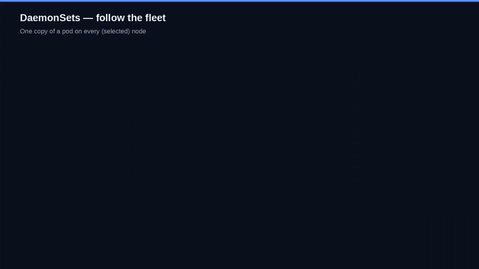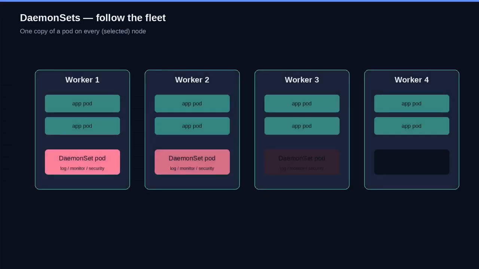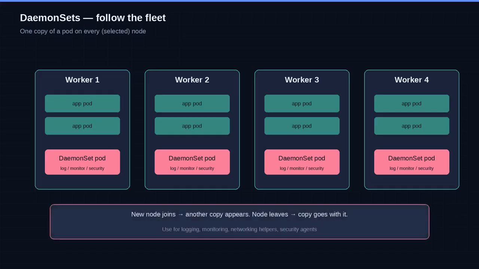Some work should not be scheduled somewhere. It should follow the fleet. A daemon set says, run a copy of this pod on every node, or on every node that matches a selector. That is how you spread logging agents, monitoring collectors, networking helpers, or security tools so each machine gets the same sidecars of operational truth. When a new worker joins, the daemon set notices and places another copy. When a node leaves, that copy goes with it.